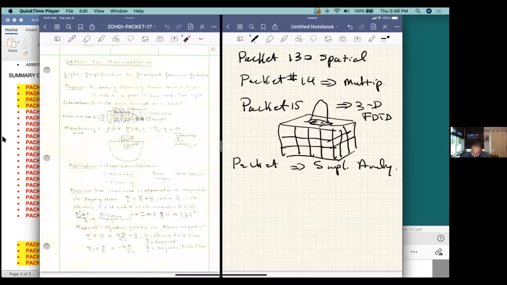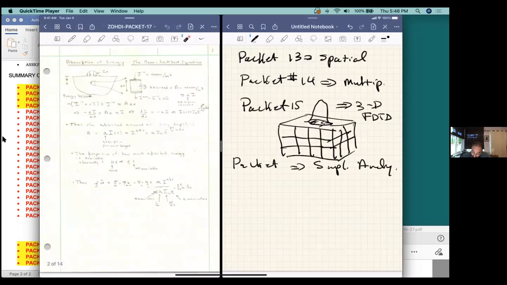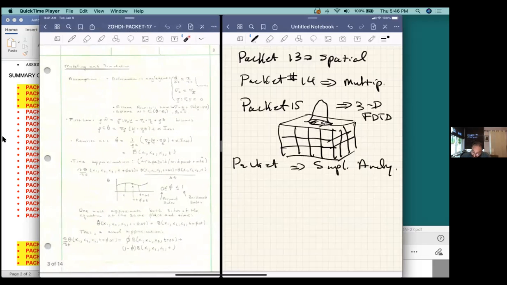Finally, the idea of packet number 17 was to give you a much more in-depth analysis of exactly how you encode these 3D finite difference techniques and apply them directly to a laser problem. So on packet number 17, we apply the finite difference time domain method to a laser problem.